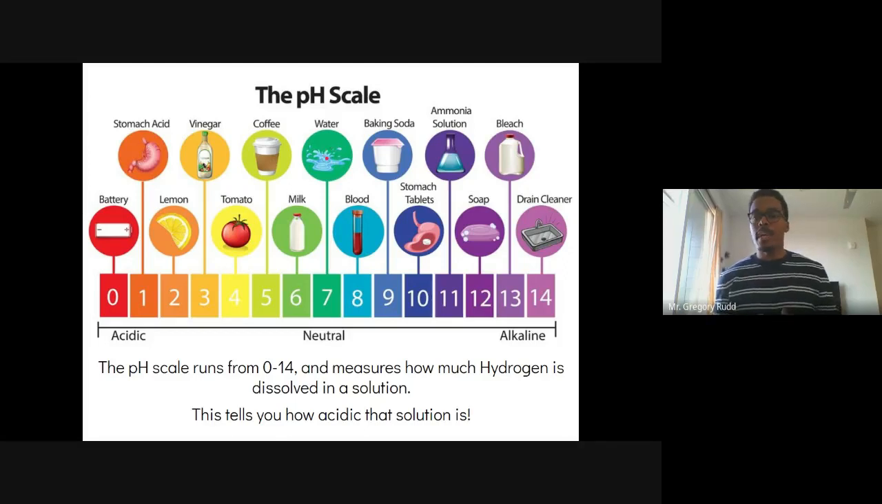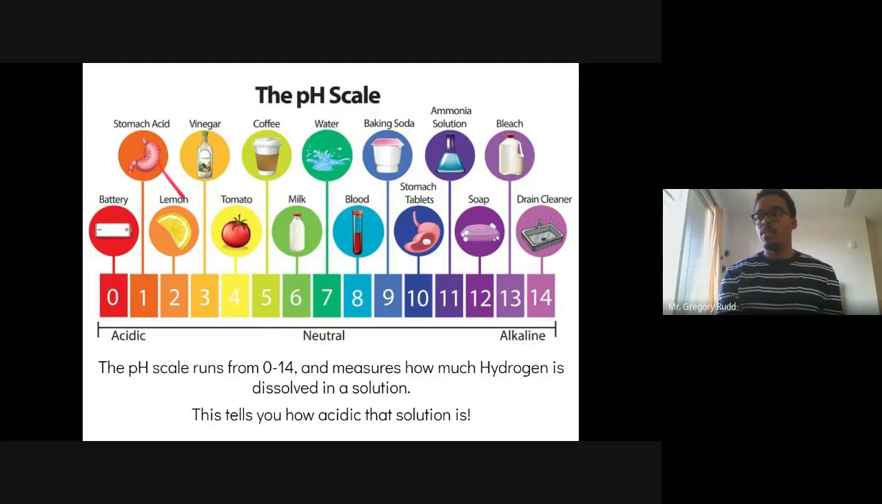Pure water has a pH of 7. That doesn't mean that there's no hydrogen dissolved in it. That just means that there's an equal mix of hydrogen and something else called hydroxide. Things that are really basic have a lot more hydroxide than they do hydrogen. Things that are really acidic have a lot more hydrogen than they do hydroxide. So we want to have balance, equal amounts of both. That happens in pure water.